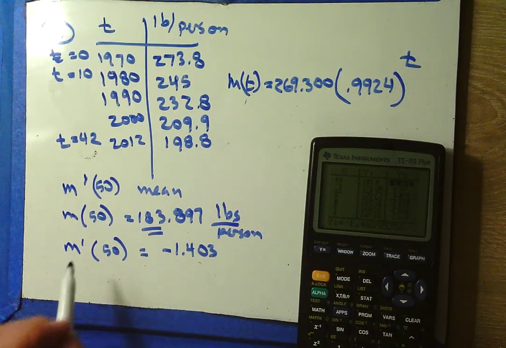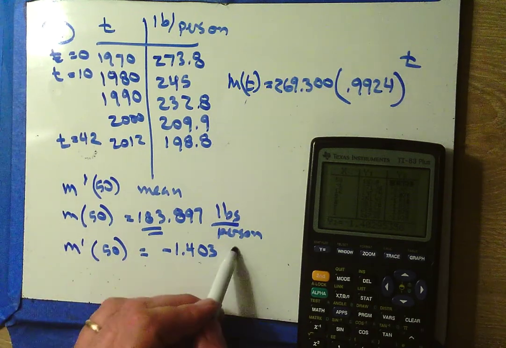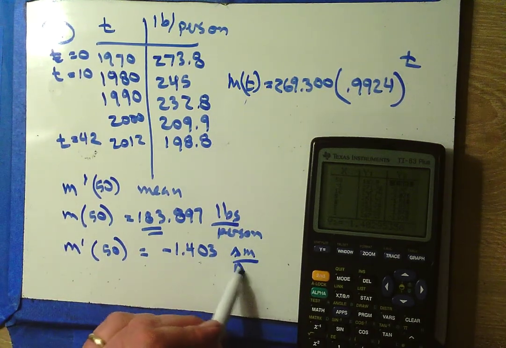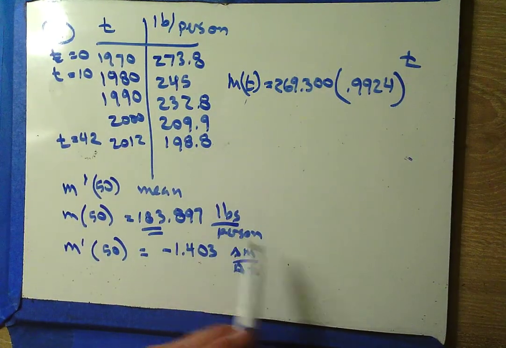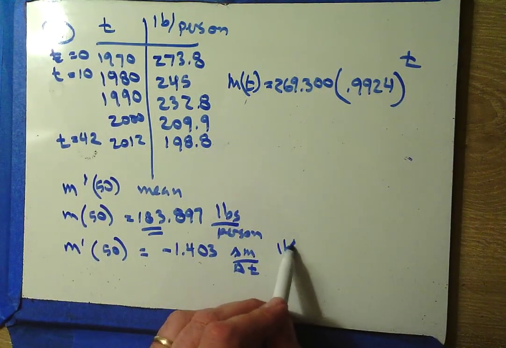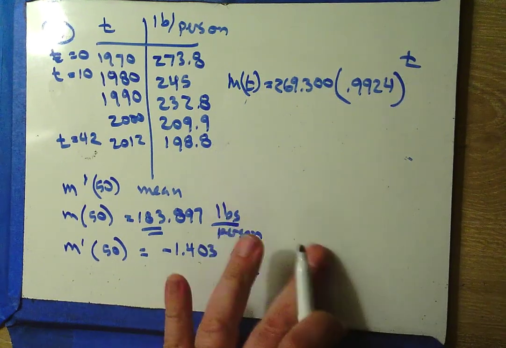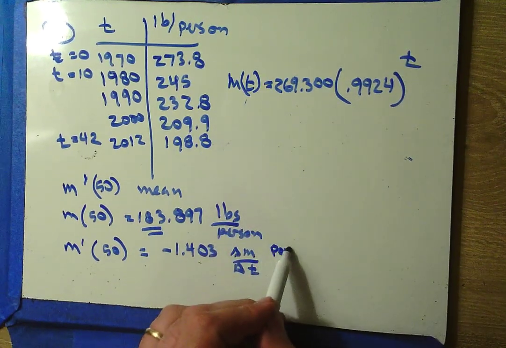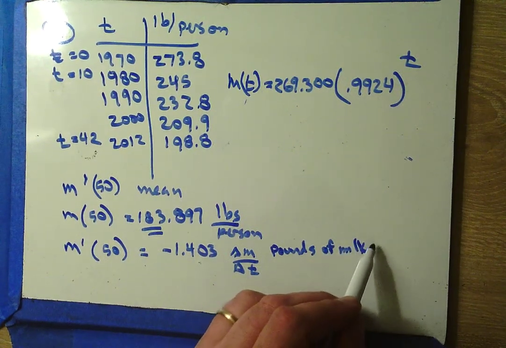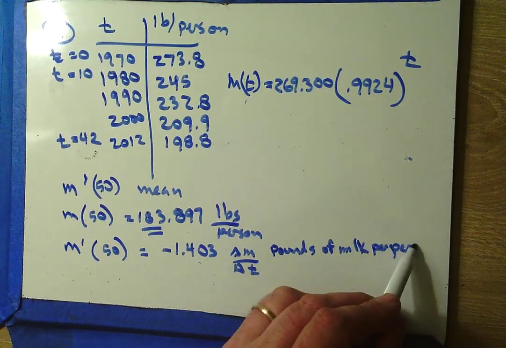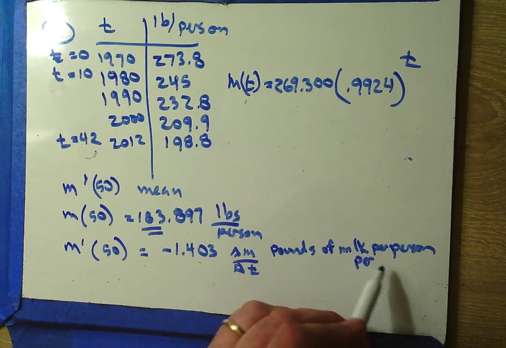Well, this is a rate of change in m. It's a change in m over a change in time. The units on m were pounds of milk per person, so the units here are pounds of milk per person per year.